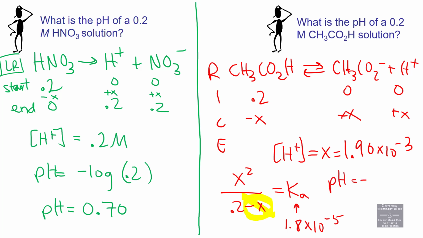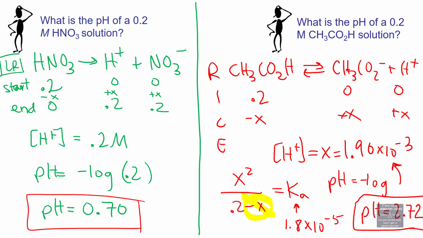So pH is negative log of that thing. pH is equal to 2.72. Again, it should be acidic because it's an acid. It should definitely give you a pH below 7, but that strong acid, 0.7 pH, that's pretty low. This weak acid, same concentration, 2.72. Yep, a good way to check yourself.